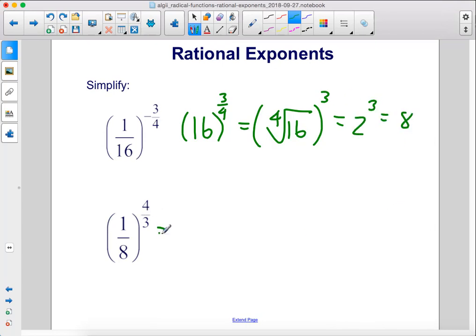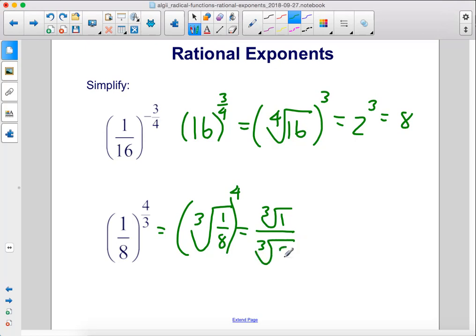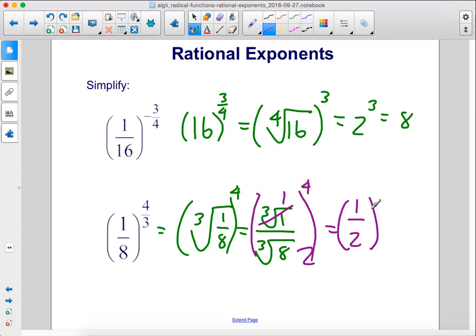Here we can first take the 3rd root of 1 over 8, which is the same thing as the 3rd root of 1 divided by the 3rd root of 8. The 3rd root of 1 is 1. The 3rd root of 8 is 2. So we have 1 over 2, and we still have that 4th power. So let me write that in here, and raise that to the 4th power. 1 to the 4th power is 1. 2 to the 4th power is 16. And there we go.